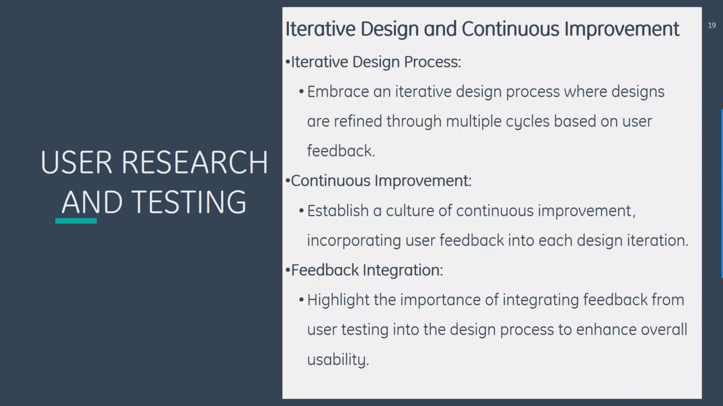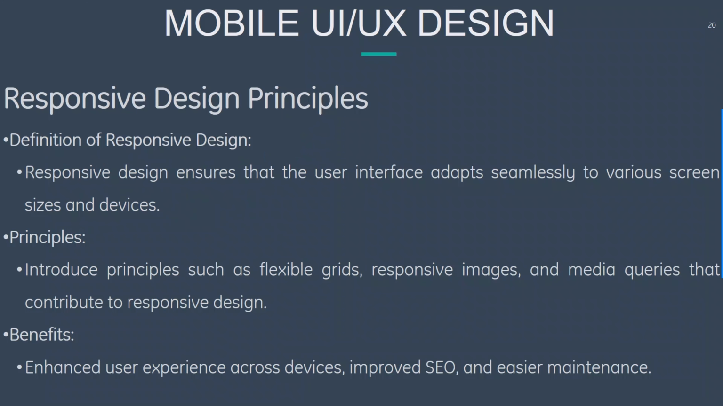Next, we have iterative design and continuous improvement. Firstly, we have the iterative design process, which embraces an iterative approach where designs are refined through multiple cycles based on user feedback. Then we have continuous improvement. This establishes a culture of continuous improvement, incorporating user feedback into each design iteration. Then we have feedback integration. This highlights the importance of integrating feedback from user testing into the design process to enhance overall usability.